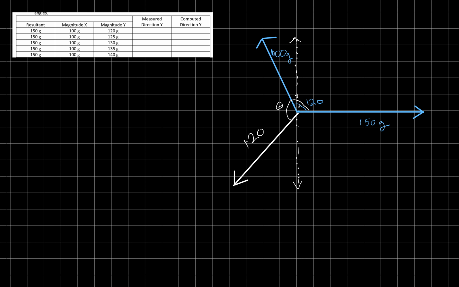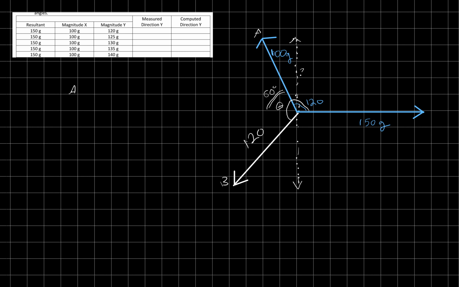So we have forces x and y, which would be confusing, so let's call them A and B just to make life easier. If this angle is 120, that means this angle right here is 180 minus 120, which is 60. And we're looking for this side right here.